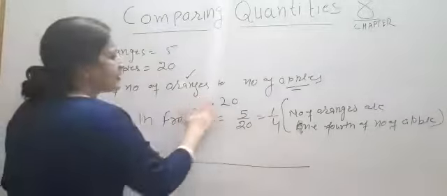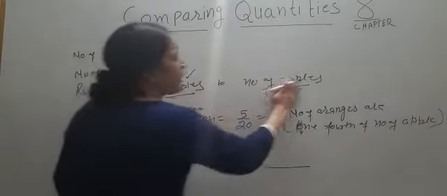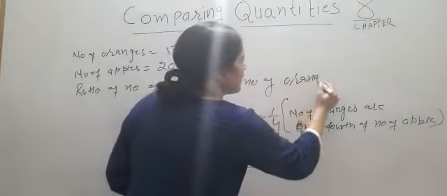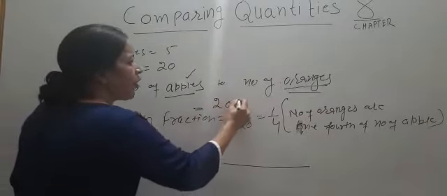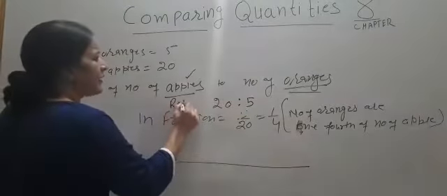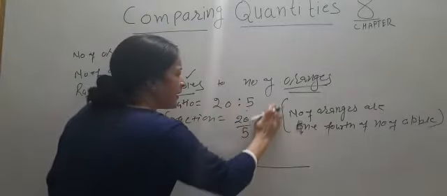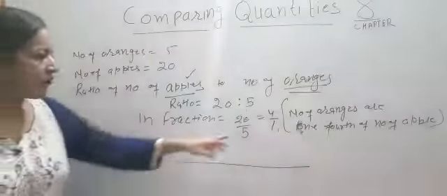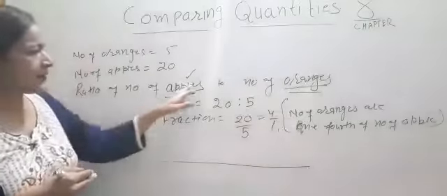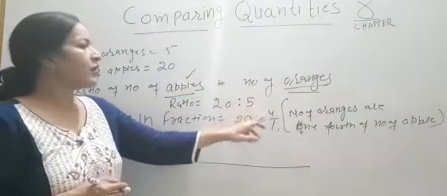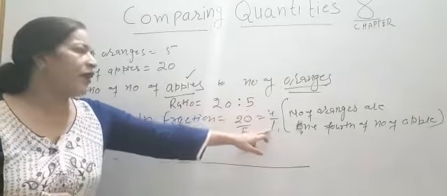If it were the opposite, like this, ratio of number of apples to number of oranges, then what would we write? Number of apples we have is 20, oranges is 5, so the ratio comes 20:5, and in fraction 20/5 means 4/1, since 5 fours are 20 and 1, it is 4/1. Apples ratio oranges 20:5, so 4/1, and now we will read it as apples in the numerator, oranges in the denominator.